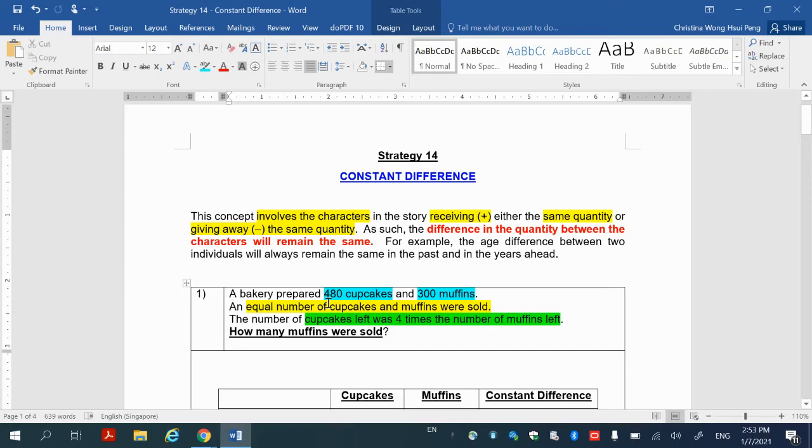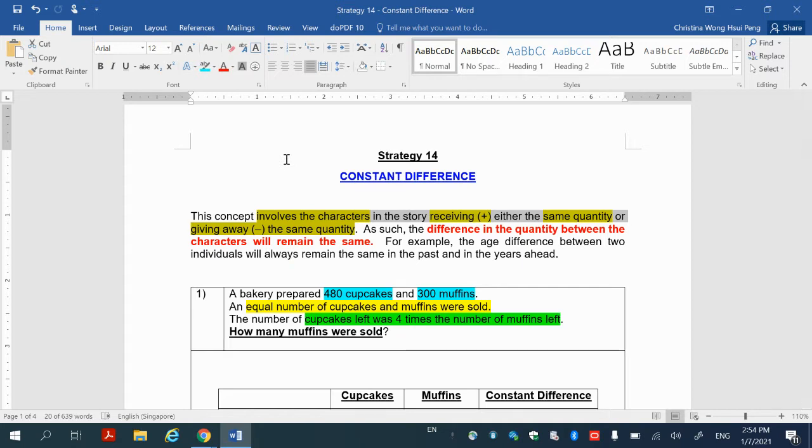Move on to strategy 14, which involves constant difference. In this concept, it usually involves the characters in the story receiving the same quantity or giving away the same quantity, which means that if I have A and B, A buys 5 oranges, B will also buy 5 oranges. It can also involve the same quantity given away.